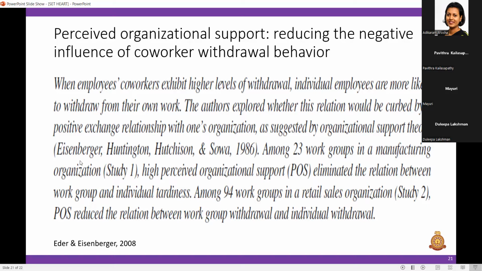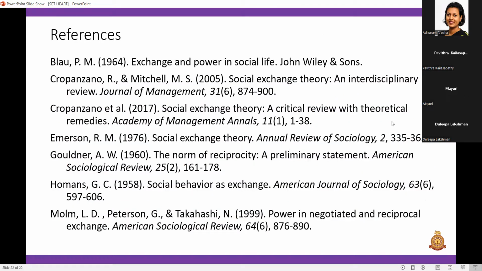So here again, this is perceived organizational support, and the positive outcome is that it reduces individual tardiness and individual withdrawal goes down. They are using POS, which is from social exchange, but quite a lot of times, an offshoot from social exchange theory is organizational support theory. So a lot of times we tend to go on that track and use organizational support theory as well. These are only a few of the references that I have used or referred to.